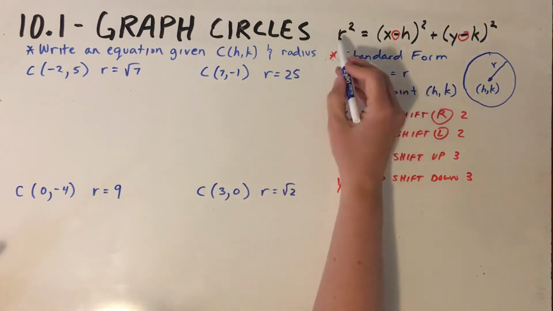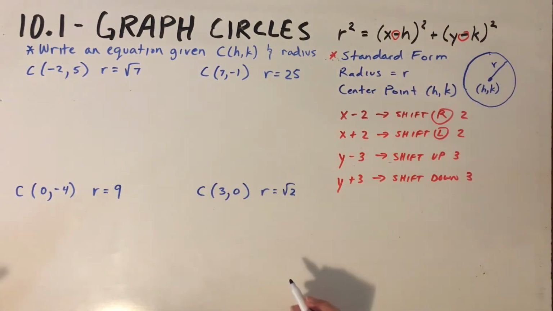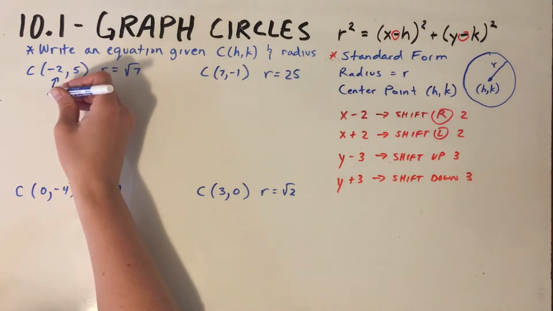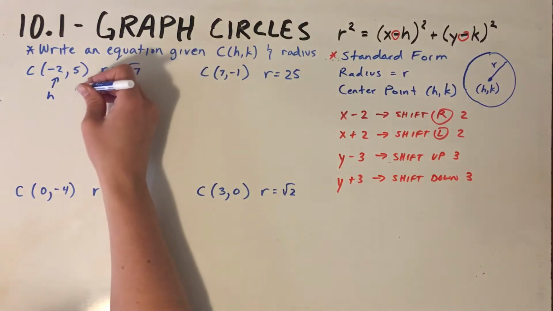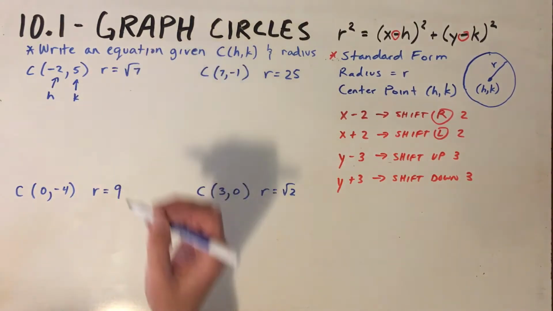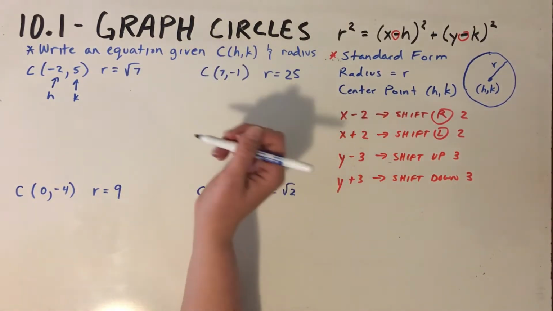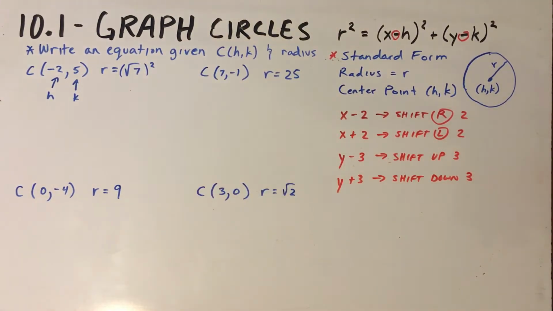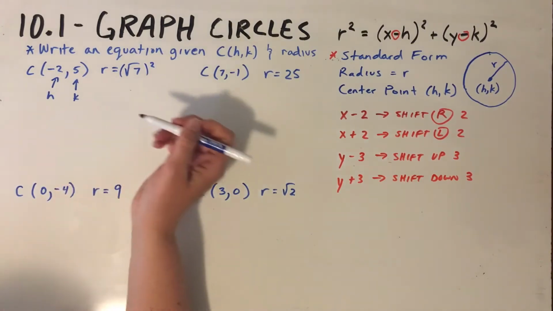So I'm using this equation, r squared is equal to x minus h squared plus y minus k squared. This center point here is going to represent my h value, and this center point here will represent the k value. This is the radius, but I need the radius squared, so I'm always going to have to square this. All right, so what's this equation then?